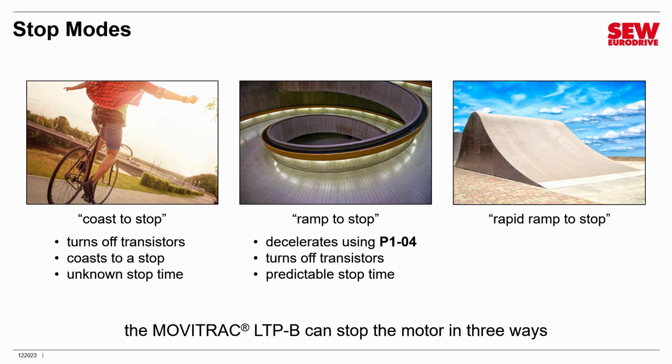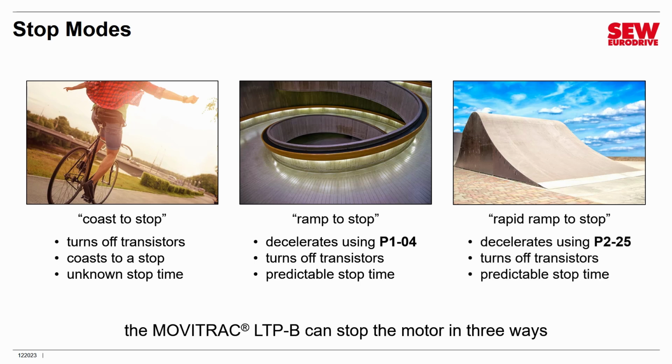Rapid ramp to stop is basically the same idea, but it uses a separate ramp parameter. It decelerates using parameter 2-25, and that, of course, is why we have to unlock our extended parameter set. We wish to set this parameter, we have to go into a Group 2 section. Now, once it decelerates using the rapid stop ramp, it turns off the transistors, and again, you get a predictable stop time because it's using a deliberate deceleration ramp.